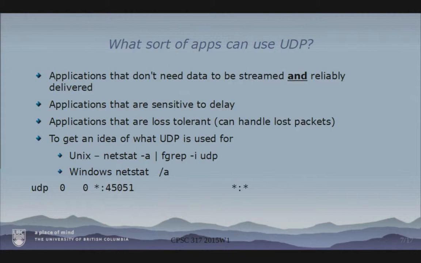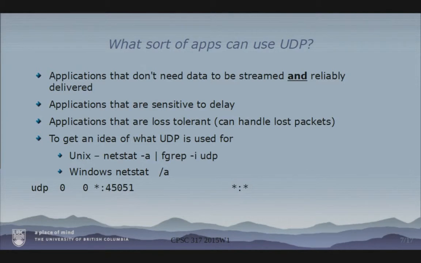Actually, I should have switched to this slide so you could have focused in on that. What I just described was the notion that the protocols this is most useful for are those where the application levels don't need the data to be streamed. By streamed, I mean you don't have a bunch of data you want to send in order, or you don't care about the order. And you don't care about whether it's reliably delivered or not. If it has those properties, then UDP is a good candidate.